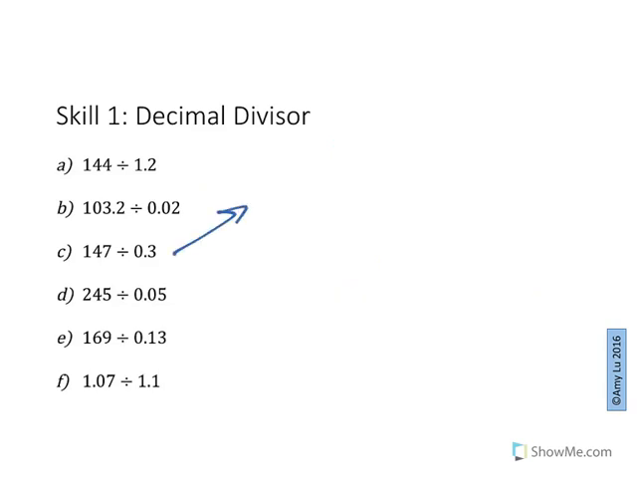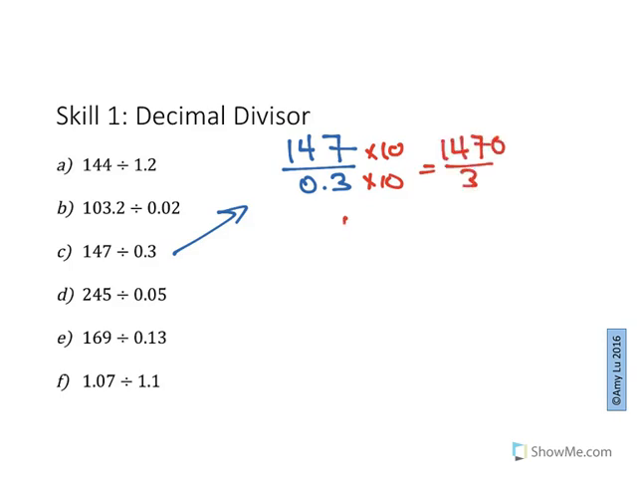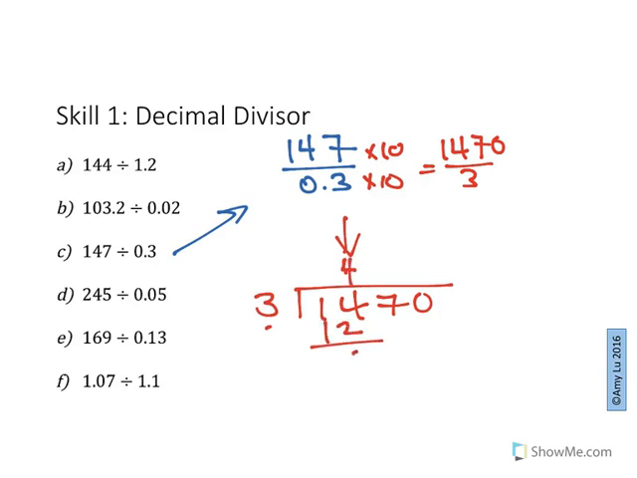Now, in the next example, it will continue on having a decimal. We're going to multiply this by 10, so this becomes 1,470 divided by 3. When we set this up, 3 goes into 14 4 times, subtract. 3 goes into 27 9 times, subtract. And 3 goes into 0 0 times. So in this case, our answer is simply 490.